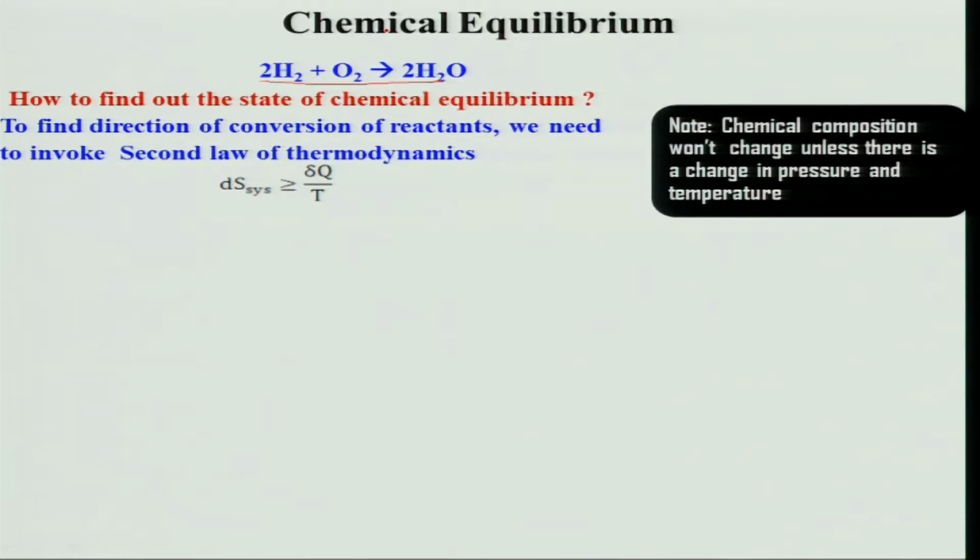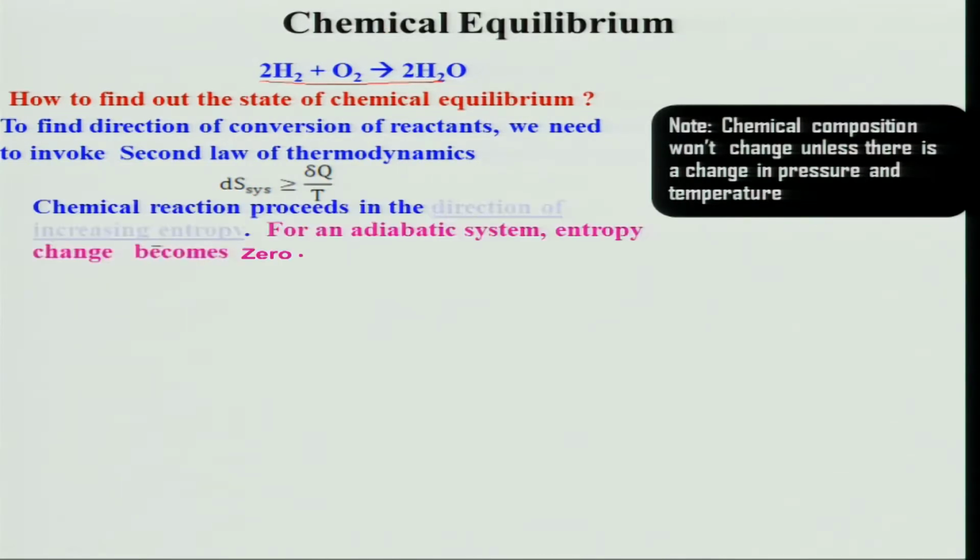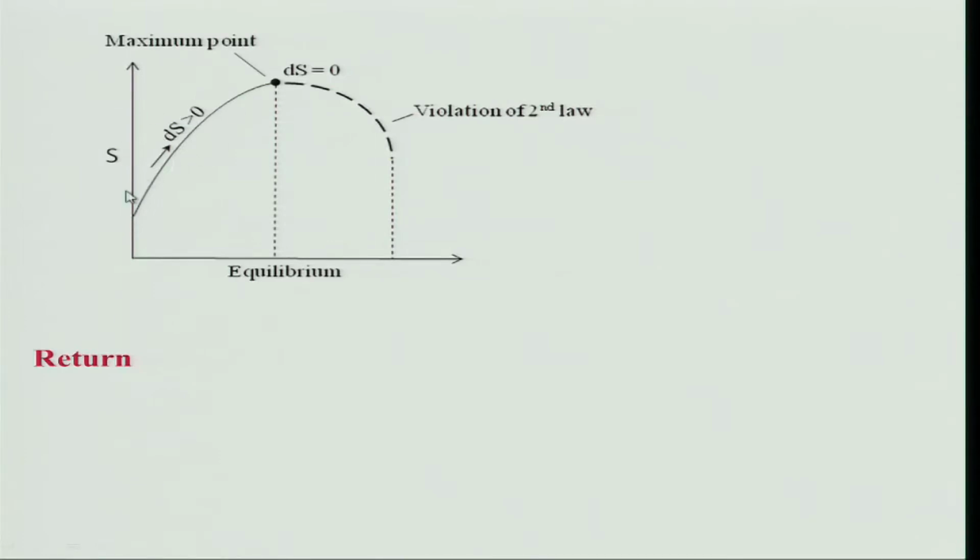This we have already studied, and for an adiabatic system, the change in entropy will be 0. That means, if it is greater than or equal to 0, then the system can proceed, otherwise no. For example, if you want to see whether a chemical reaction proceeds in a particular direction or not, there will be an increase in entropy or it will be equal to 0. So, let us look at how this process takes place.